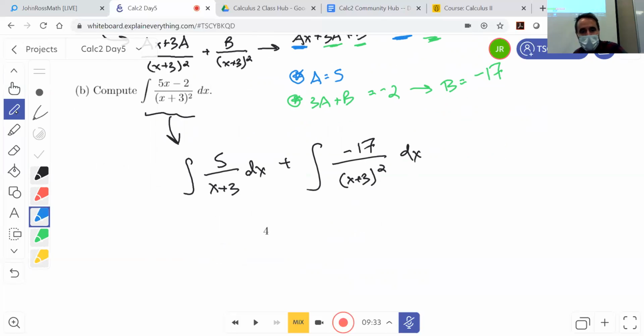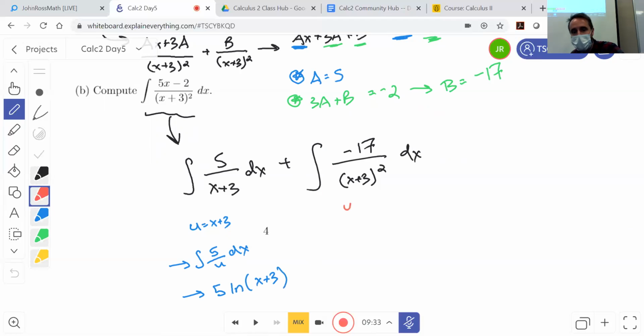Notice that for this first one, it would be exactly the same as we've been seeing before. We can let u equal x plus 3. This becomes the integral of 5 over u, which becomes 5 ln of u, so 5 ln of x plus 3. Over here, I also recommend letting u equal x plus 3. We'd get du equals dx, and the whole thing would become the integral of negative 17 over u squared du.